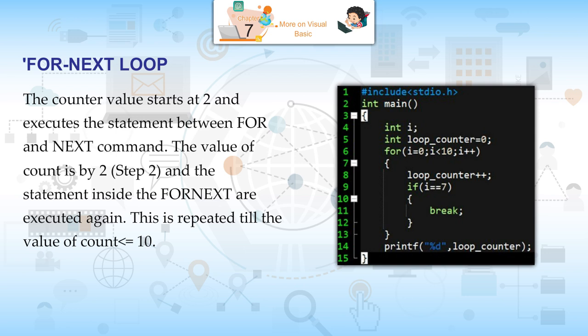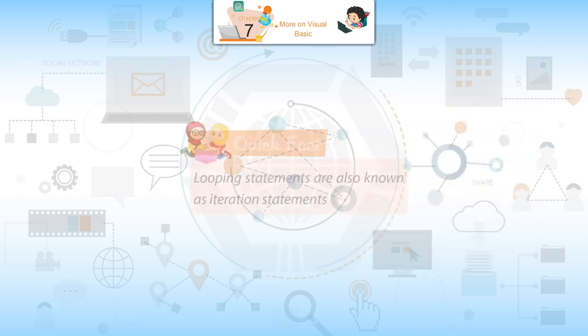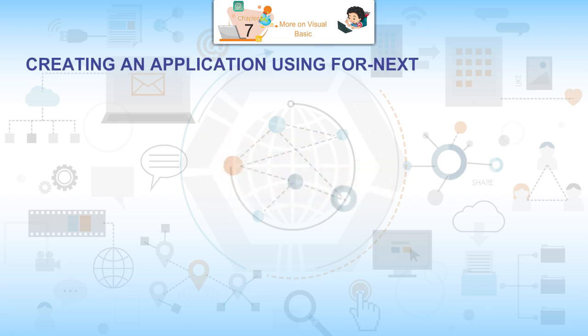The counter value starts at 2 and executes the statement between the For and Next commands. The value of count is increased by 2, the step, and the statement inside the For Next is executed again. This is repeated till the value of count is less than or equal to 10. This will give the output as 2, 4, 6, 8, 10. Quick fact: Looping statements are also known as iteration statements.